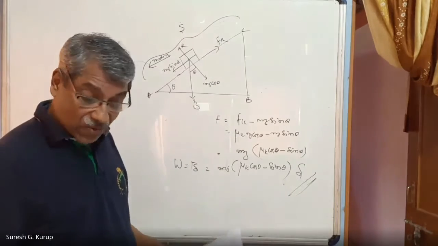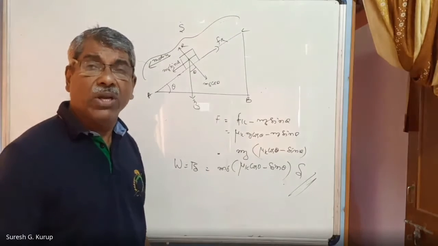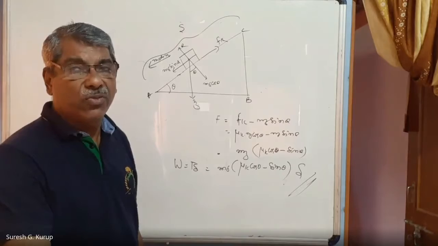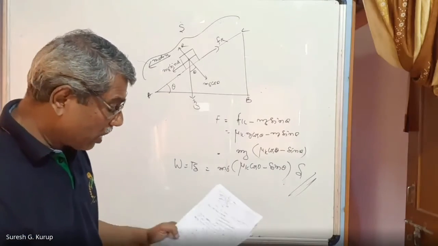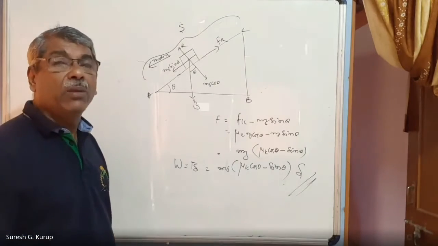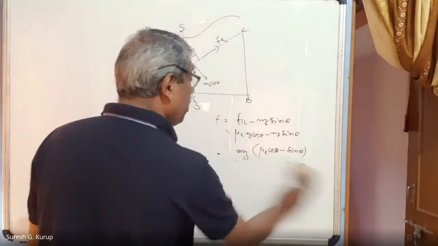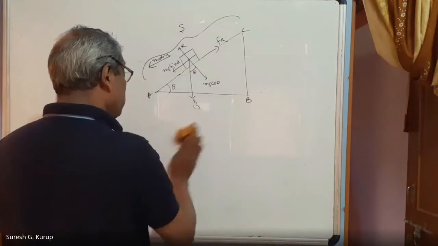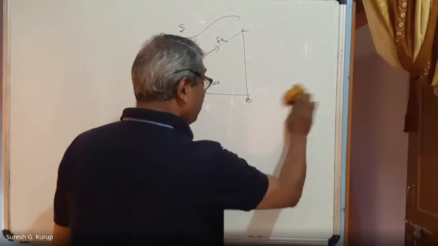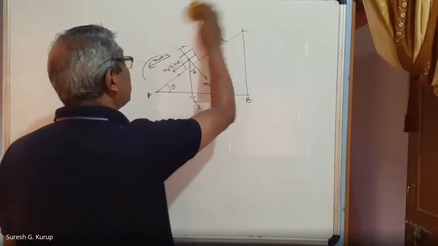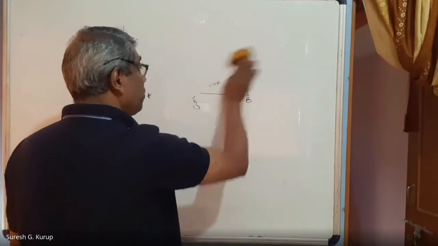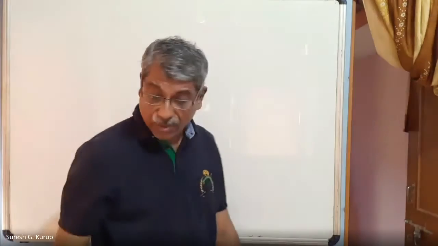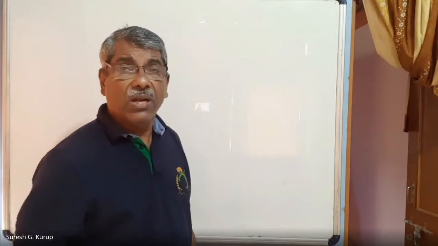Next thing is, up to now we were talking about the work done by a constant force. Now we are going to talk about the work done by a variable force. Suppose a variable force is acting on it. What are variable forces? Gravitational force is a variable force. Spring force is a variable force, right? Electrostatic force is a variable force, right? So these are variable forces.